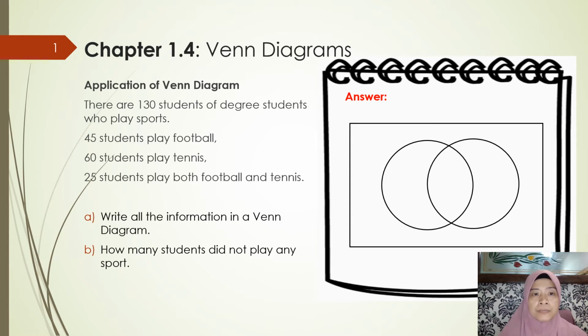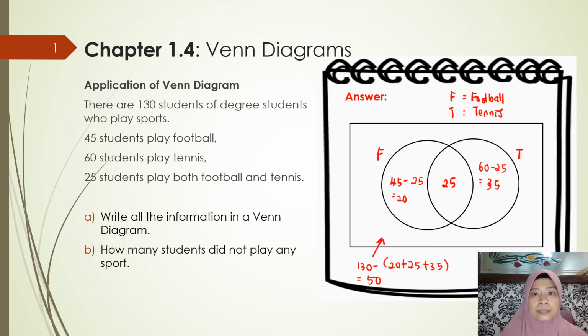right? The first circle represents football, and the second circle represents tennis, right? So we can write the notation: F represents football and T represents tennis, right? So we have this information.